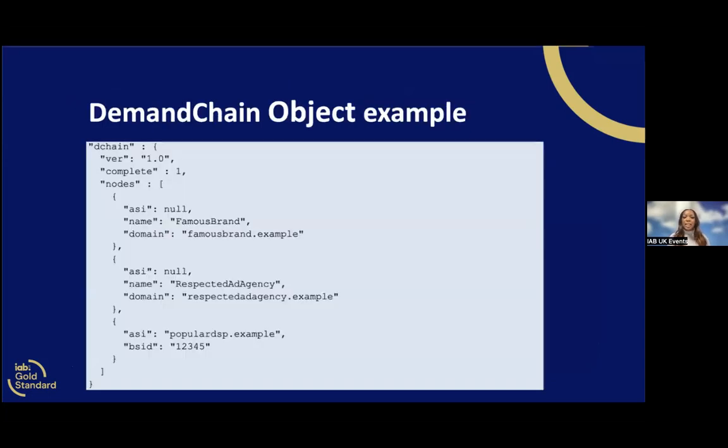Next slide, please. And then here we have a demand chain object example, which includes the D chain node, the version number, the complete integer where 0 would equal no and 1 would equal yes. The ASI, which is the advertising system identifier, which is an extension acting as a placeholder for the advertising system. And this information will get passed through the bid stream. Next slide, please, Pat.